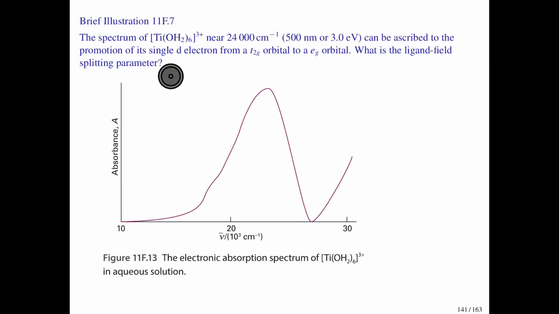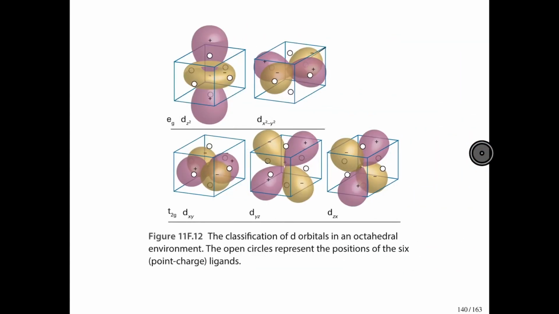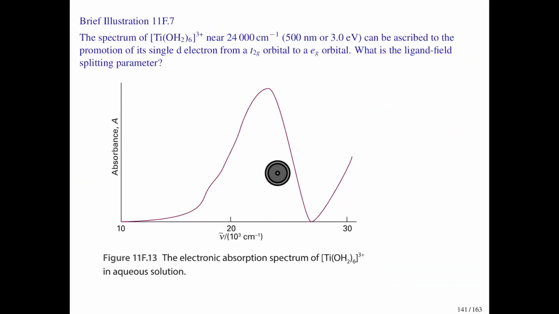Here is a spectrum of this titanium complex. We have a large peak near 24,000 reciprocal centimeters, corresponding to an energy difference of 3 electron volts. It involves a transition between these T2g orbitals and the Eg orbitals. And from the spectrum you can determine what that splitting is. So the UV spectrum tells you something about how strongly the ligands are coupled to the metal.